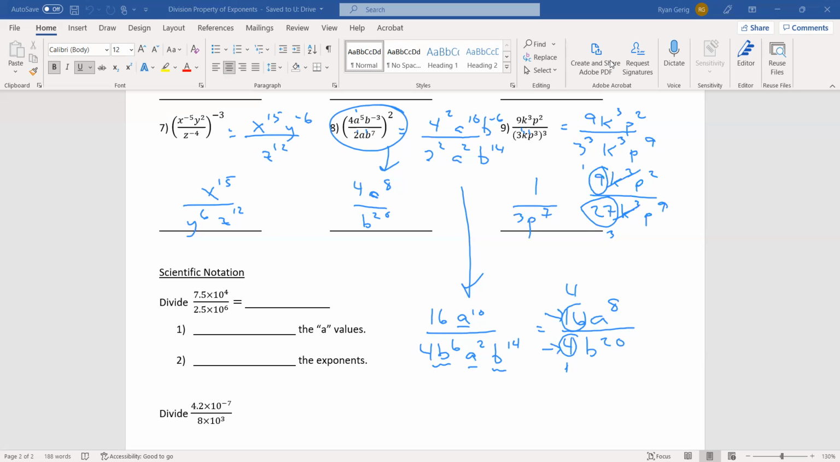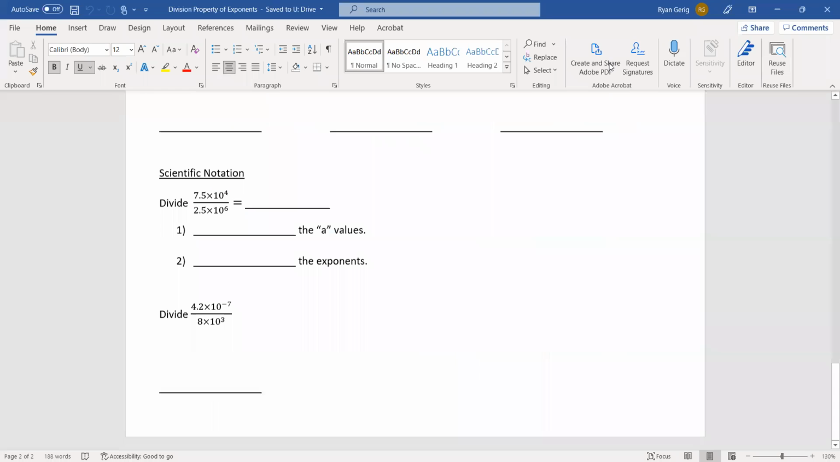All right, scientific notation. Okay, a lot of people get confused with this one. Not sure why. It's very similar to what we did with multiplication. What you do is you divide the A values and then you subtract the exponents. Like with multiplication, we multiplied the A values and then we added the exponents. Now, with division, you always subtract top minus bottom, always. So this is the one time when you might have to deal with some negative numbers, and be careful with that.